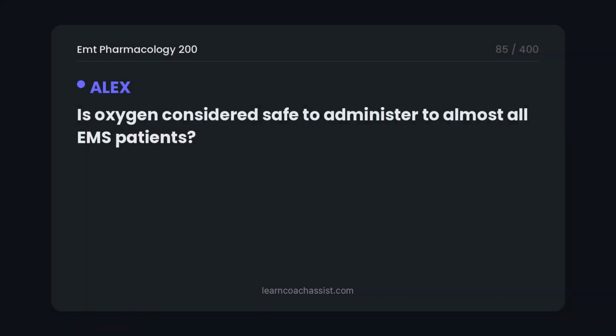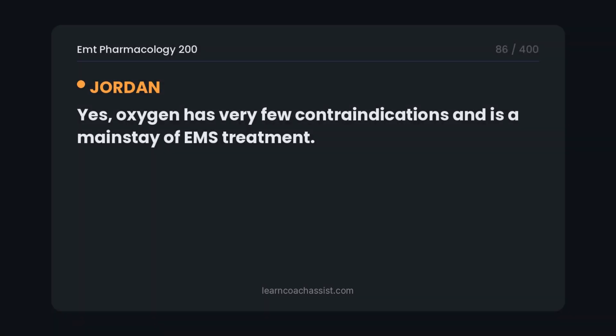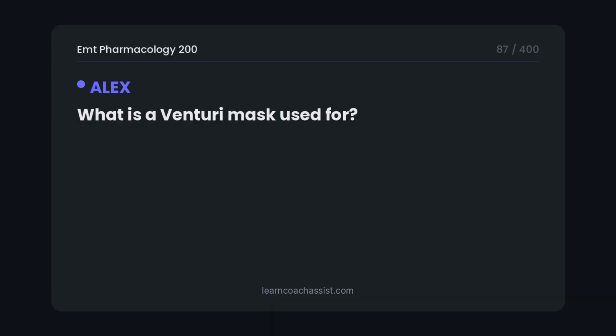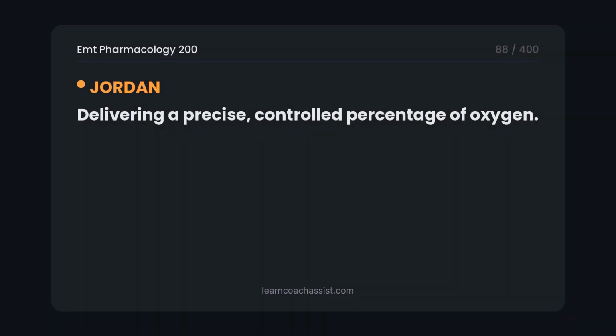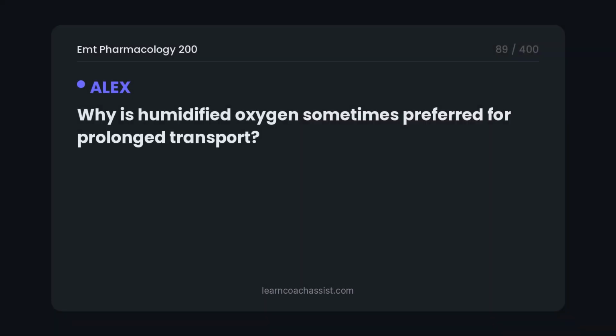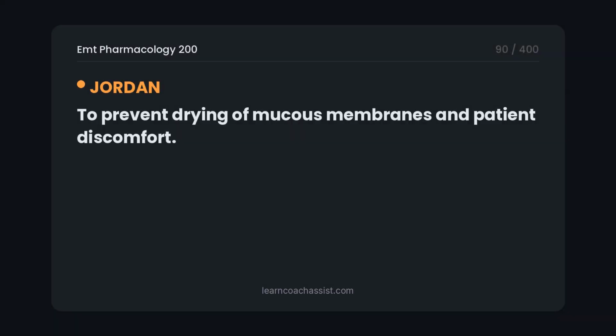Is oxygen considered safe to administer to almost all EMS patients? Yes, oxygen has very few contraindications and is a mainstay of EMS treatment. What is a Venturi mask used for? Delivering a precise, controlled percentage of oxygen. Why is humidified oxygen sometimes preferred for prolonged transport? To prevent drying of mucous membranes and patient discomfort.